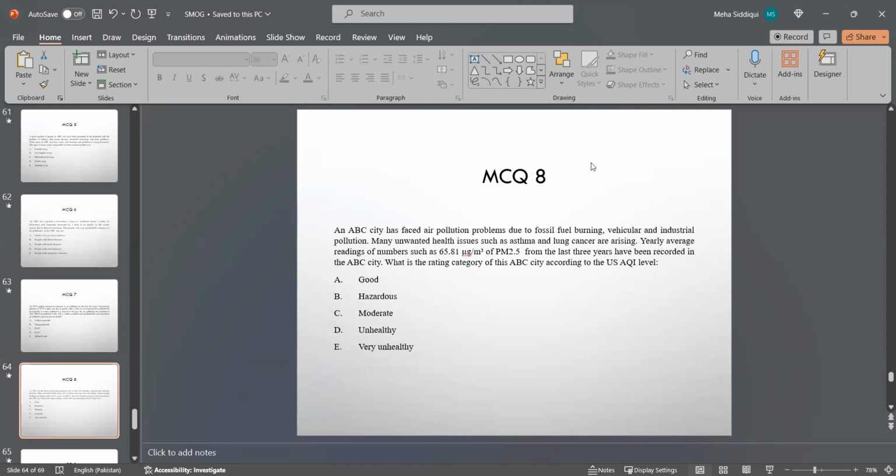MCQ number 8. An ABC city has faced air pollution problems due to fossil fuel burning, vehicular and industrial pollution. Many unwanted health issues such as asthma and lung cancer are arising. Yearly average readings such as 65.9 micrograms per cubic meter of PM2.5 from the last years have been recorded in the ABC city. What is the rating category of this ABC city according to the US AQI level? Good, hazardous, moderate, unhealthy, very unhealthy. D is the right option, unhealthy.